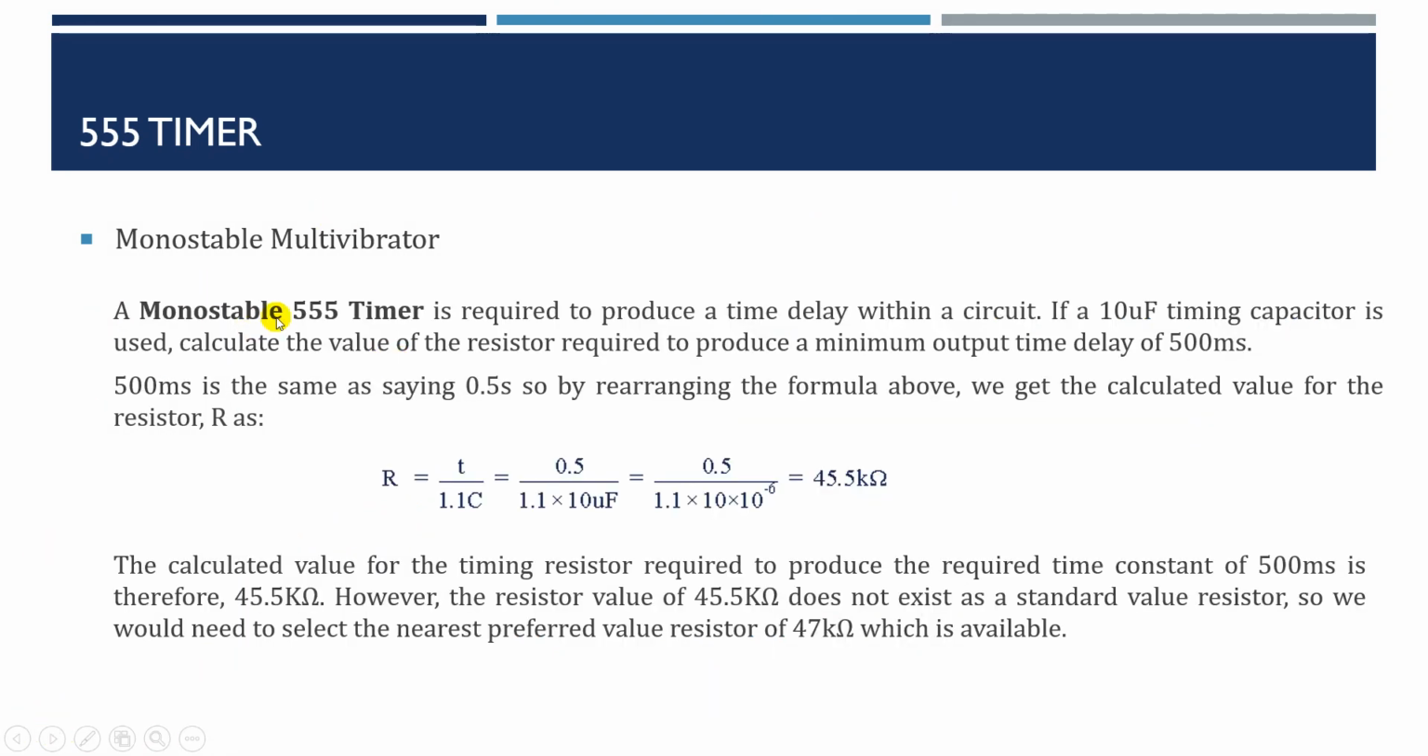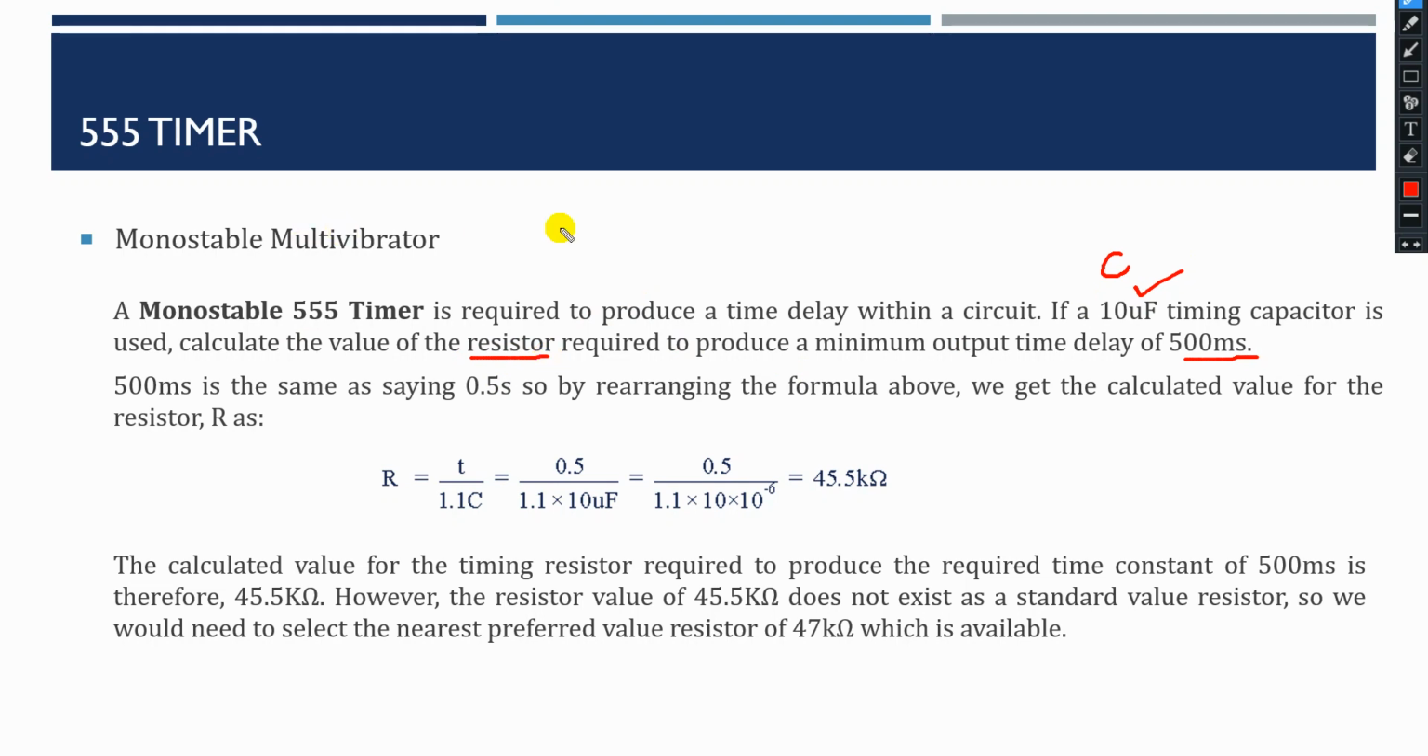So coming to monostable, it is required to produce a time delay within a circuit. This is a problem. If a 10 microfarad timing capacitor is used, calculate the value of the resistor required to produce a minimum output time delay of 500 milliseconds. So they are given two things. One is C, the capacitor, and they are asking us to find out what the resistor will be. So what should be the resistance?